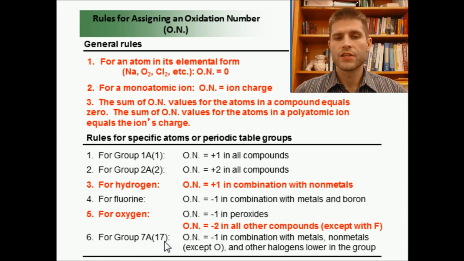Group 7, these are the halogens. They form an oxidation number of -1 in combination with metals, nonmetals, and other halogens lower in the group. So if we're bonding a covalently bonded system between fluorine and iodine, the fluorine would take the -1 charge, the iodine would take a different charge, an oxidation number, not charge, oxidation number. So these are our general rules. I suggest printing this page out and committing this to memory. We're going to be using these a lot.